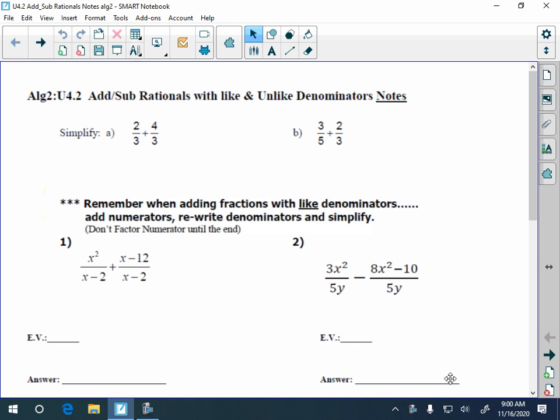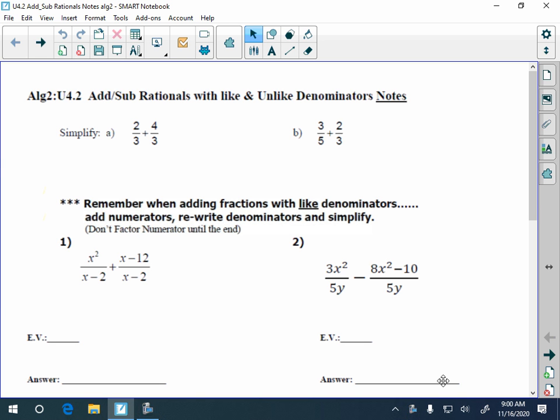All right, Algebra 2, we are on Unit 4.2, which is adding and subtracting rational expressions with like and unlike denominators. So we're going to go back and review how we did fractions from elementary school, junior high, and then we can apply that to these expressions with variables. All right, so on this first one, 2/3 plus 4/3.